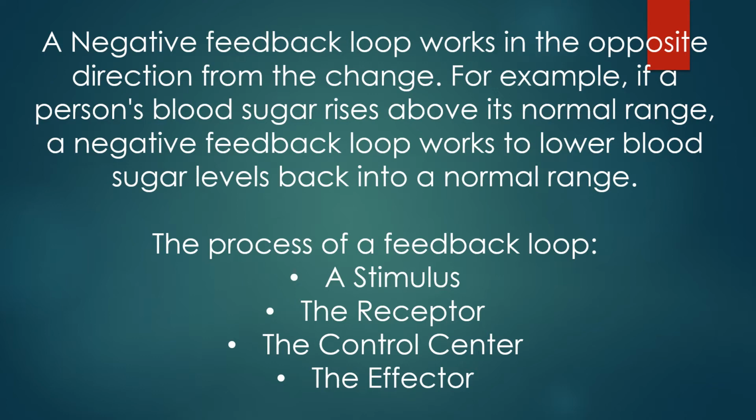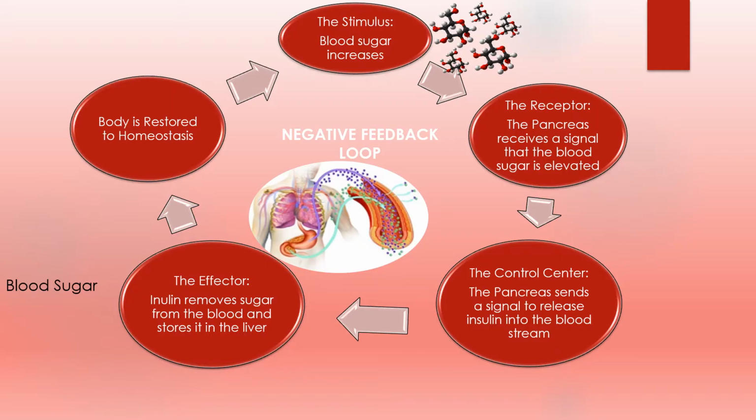Now, the process of a feedback loop is usually going to consist of your stimulus, your receptor, the control center, and the effector. In the example of the blood sugar rising, the stimulus is going to be that rise in the blood sugar. The receptor in this case is going to be the pancreas, because this is what's going to receive the signal that the blood sugar levels are elevated.